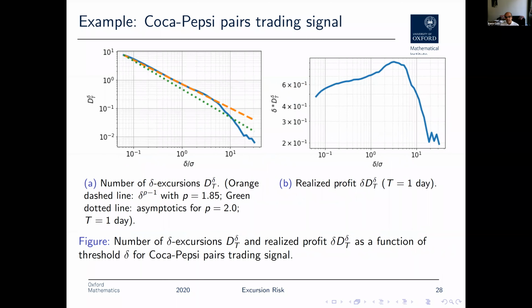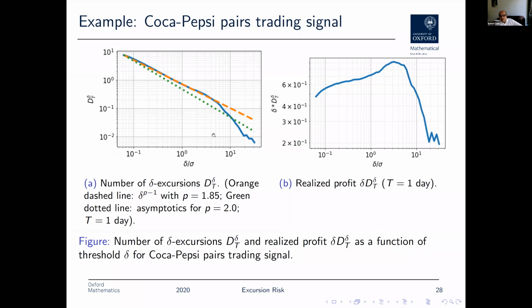So I showed you yesterday 2 examples of pairs trading signals constructed from pairs of stocks. So we take two stocks, look for a linear combination of these 2 stocks which leads to a stationary mean reverting process, and that's what we call the pairs trading signal. The first example I showed you yesterday was Coca-Pepsi. Coca-Pepsi is very well known as an application of pairs trading.